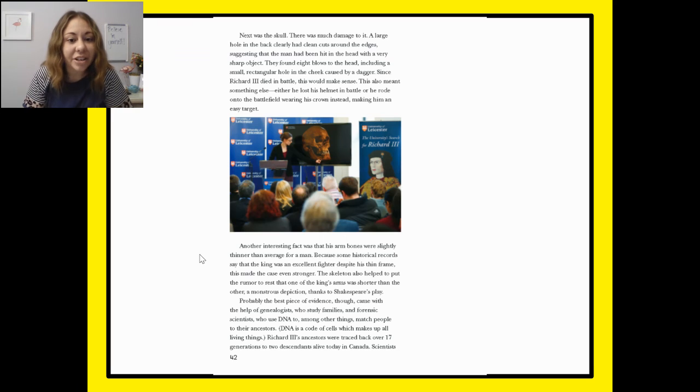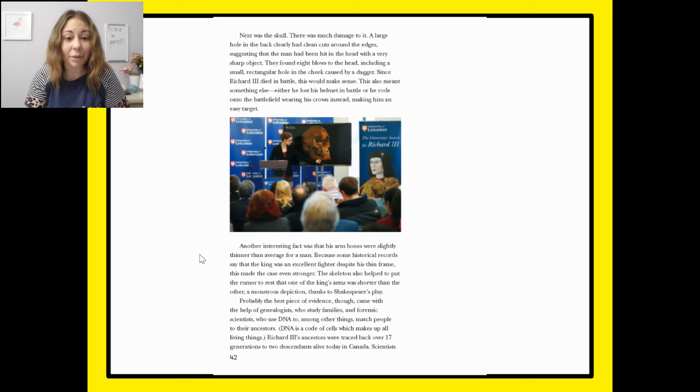And then another interesting fact was that his arm bones were slightly thinner than average for a man. Because some historical records say that the king was an excellent fighter despite his thin frame, this made the case even stronger. So after that, we could say they looked at his arms and they noticed that the arms matched the descriptions. The skeleton also helped to put the rumor to rest that one of the king's arms was shorter than the other, a monstrous depiction thanks to Shakespeare's play.